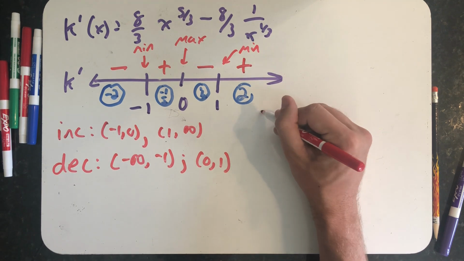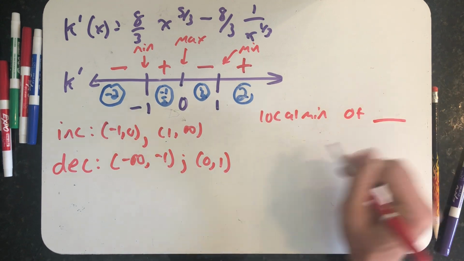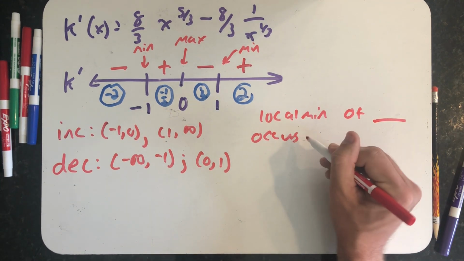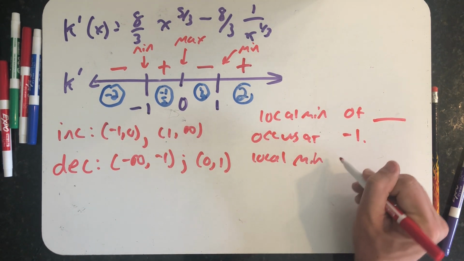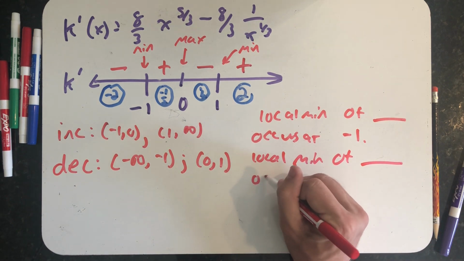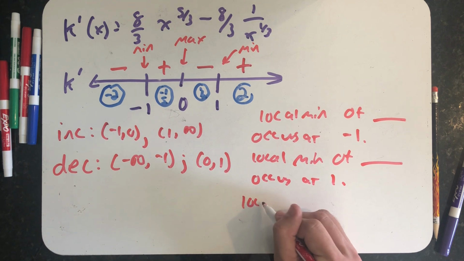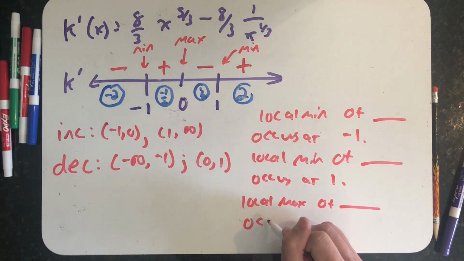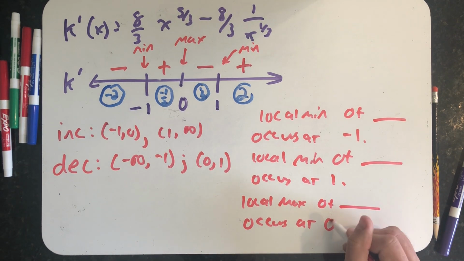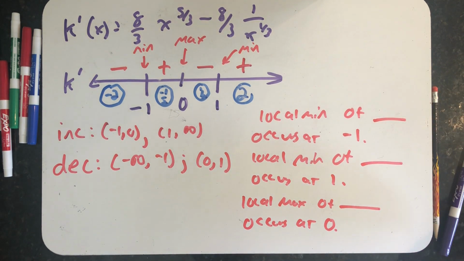So, a local minimum of some number I need to find occurs at minus 1. Another local minimum of some number I need to find occurs at positive 1. And a local max of some number I need to find occurs at 0. So I need to go through and fill in these blanks, and that's where I have to remember that's what the function does. My local min is a y value that happens at an x value.